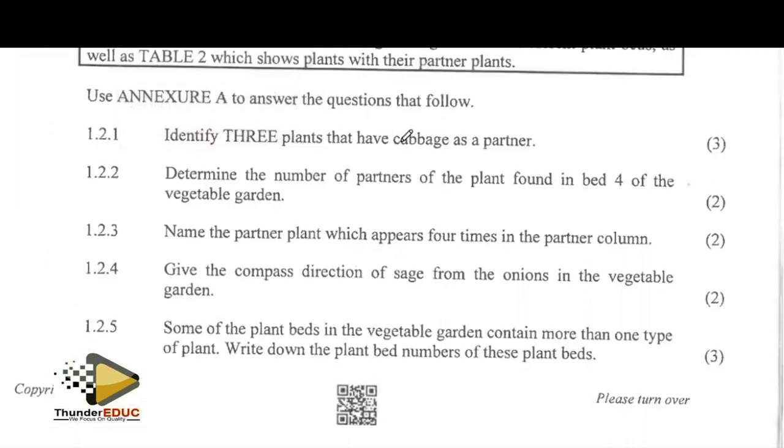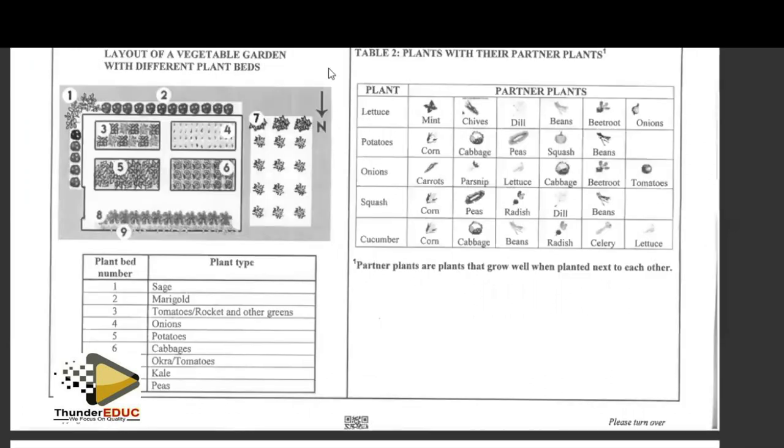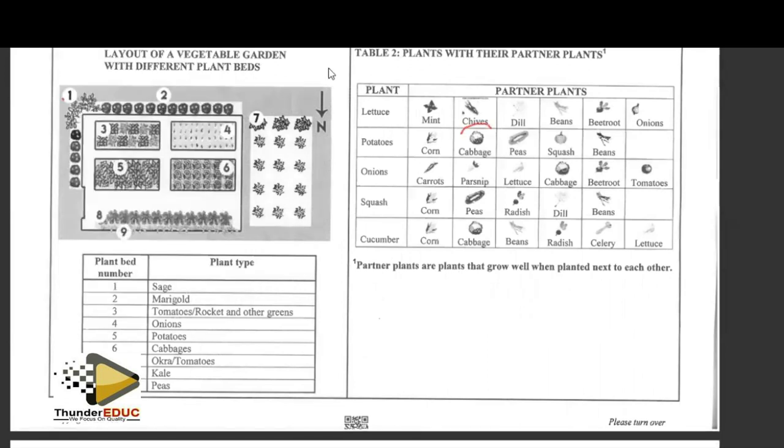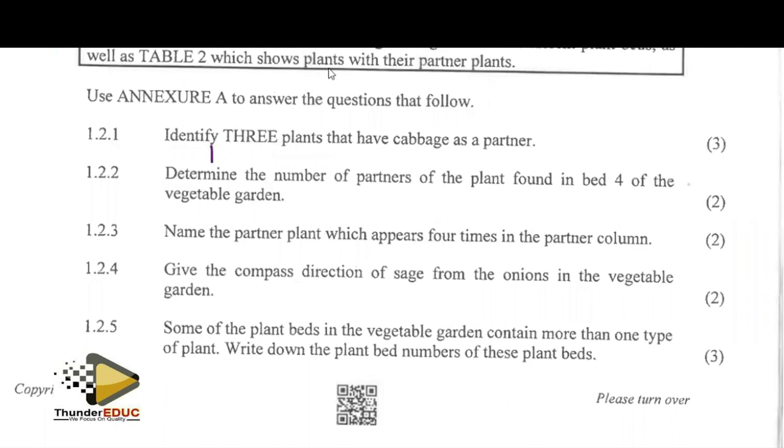And the question is, identify three plants that have cabbage as a partner. So we shall come here, look for cabbage. We have cabbage one, cabbage two, cabbage three. Do we have any other cabbage anyway? So these are the plants. We have potatoes, onions, and cucumber. So our answer there becomes potatoes, cucumber, and onions.